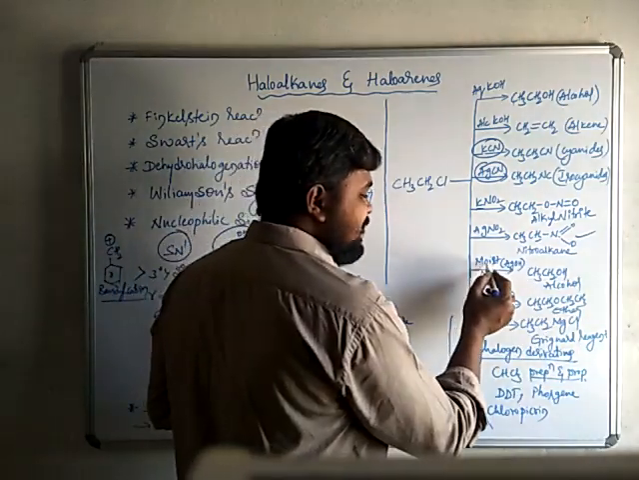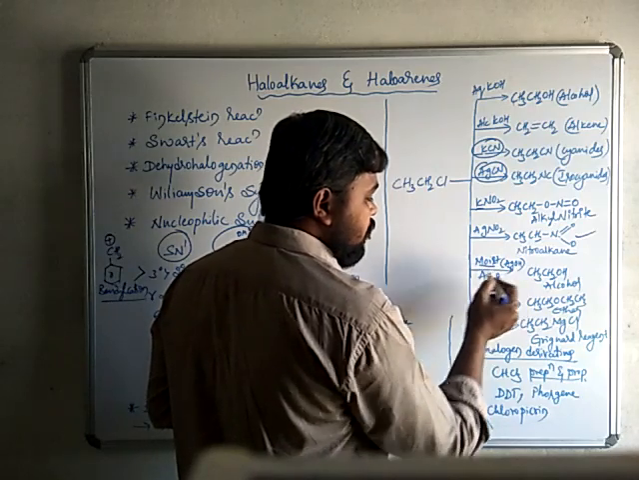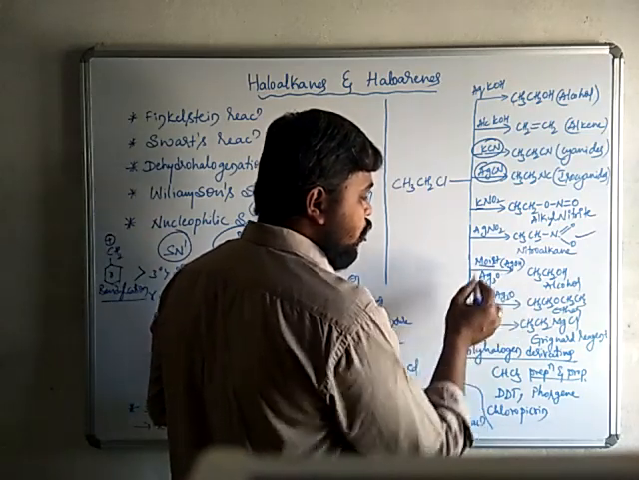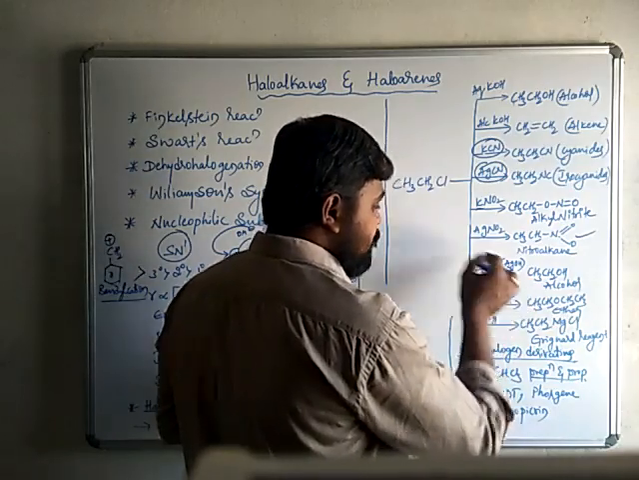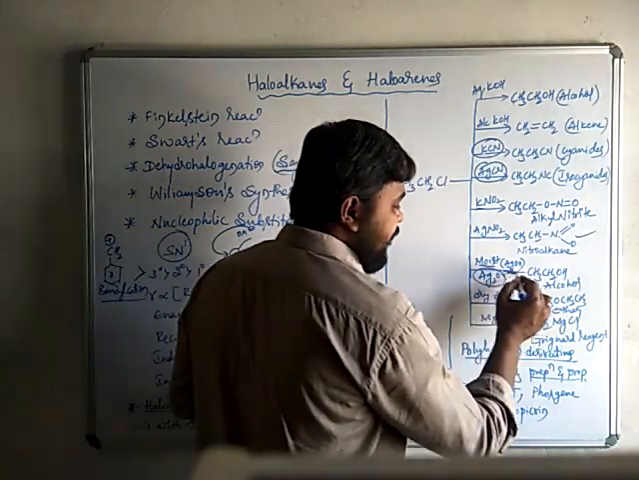In case of moist silver oxide, the formula of silver oxide is Ag2O. Moist means water. When any metal oxide is mixed with water, it forms the respective hydroxide.